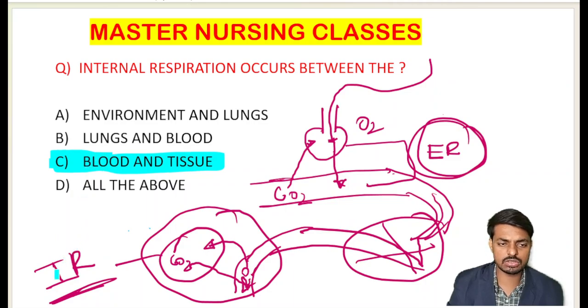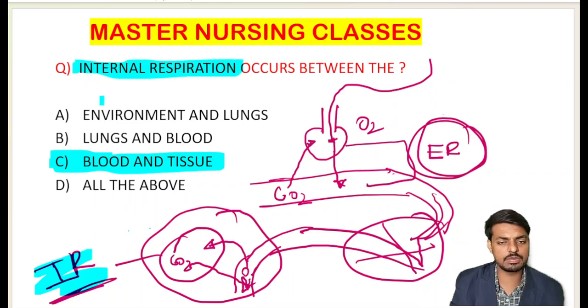The answer for this question is option C, that is the blood and tissue. Those of you who are giving the answer as B, please correct your answer. The answer is C, because the internal respiration occurs between the tissue and the blood, and the external respiration occurs between the lungs, alveoli, and the blood. Hope the concept is very much clear for you all. Let me go to the next question.